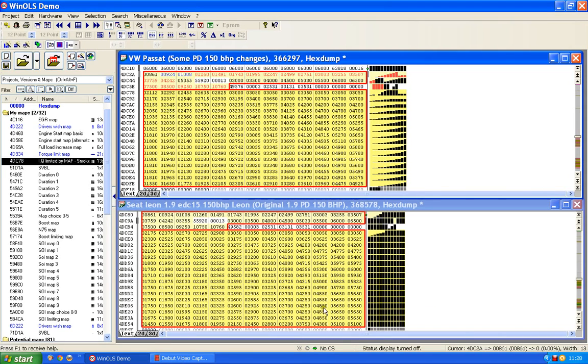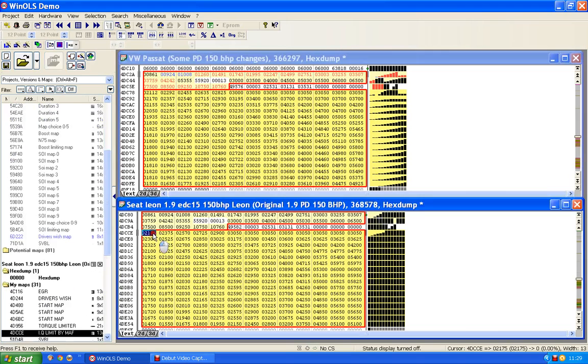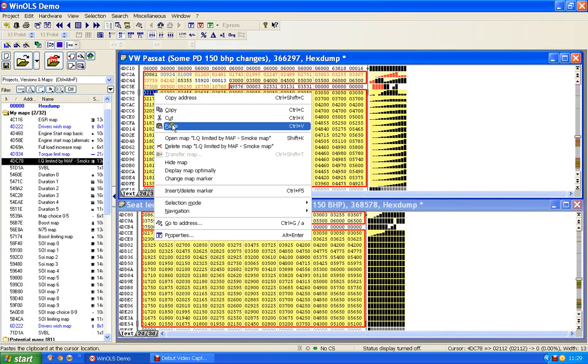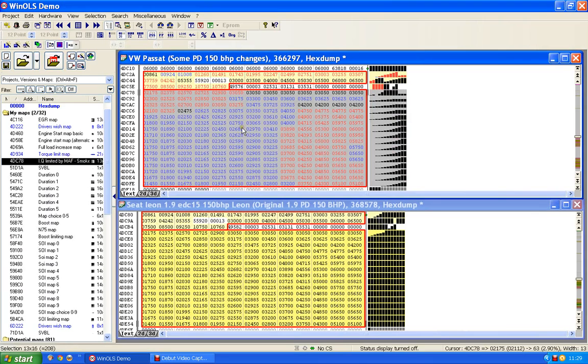Now of course the bit that we're interested in is the fueling. What's the fueling doing in comparison to the airflow, which of course is this scale here. Now again, we could compare it, as I've said, using the Winols comparator, but I think as we've got it right in front of us like this, it's just as easy to say copy, and then I'll paste it in there.